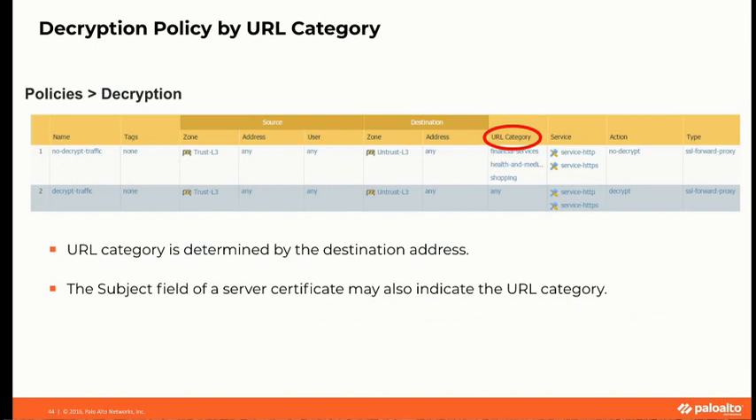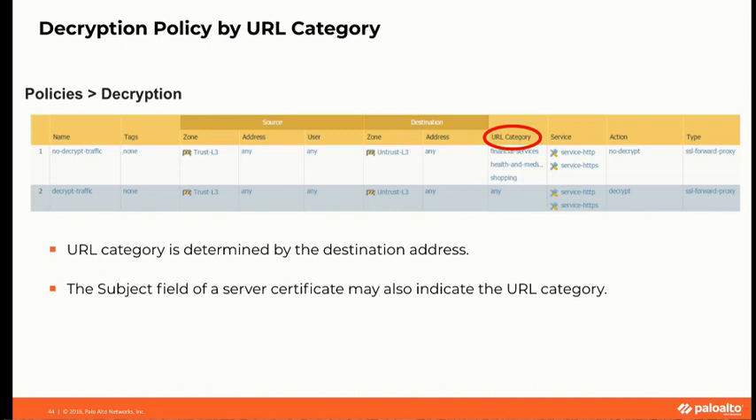Then URL category: select the URL categories, and create a policy which uses URL filtering to decide which traffic to decrypt and not to decrypt. A user ID or destination address can also be used for decryption decisions. But in practice, the decision usually is made on the URL filtering category of the destination address.